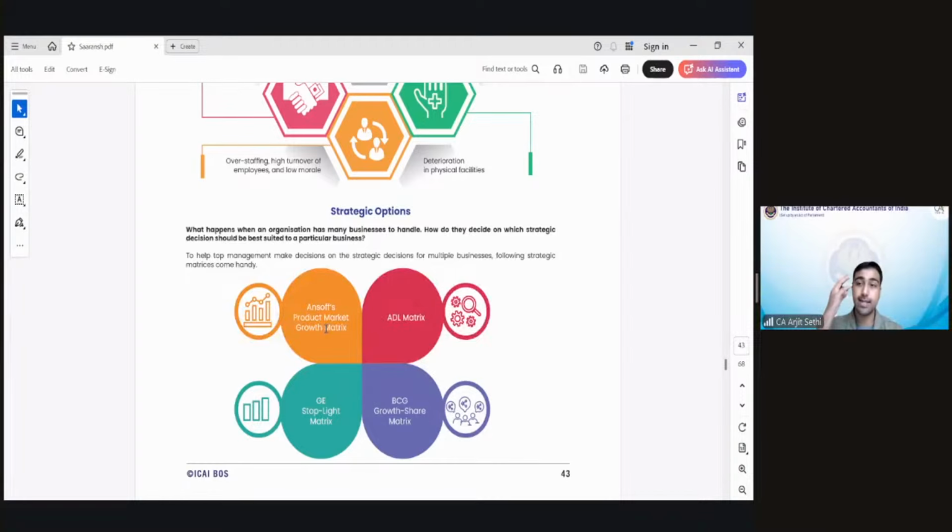It gives you 4 matrices: the ADL, the BCG, the ANSOFF, and the GE stoplight matrix. Strategic options are tools that help a business which has multiple businesses or SBUs or divisions. Okay? A business doing multiple products, multiple services is always confused, where do I put the money? A business which has multiple products or multiple services, this topic is relevant to them only. But to smaller businesses also.